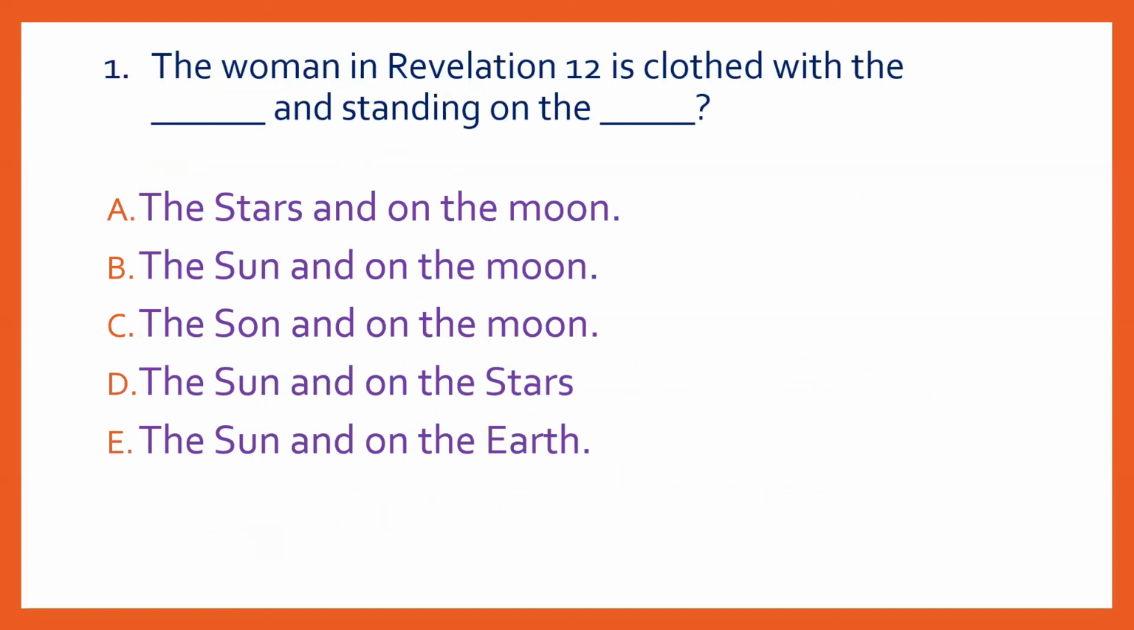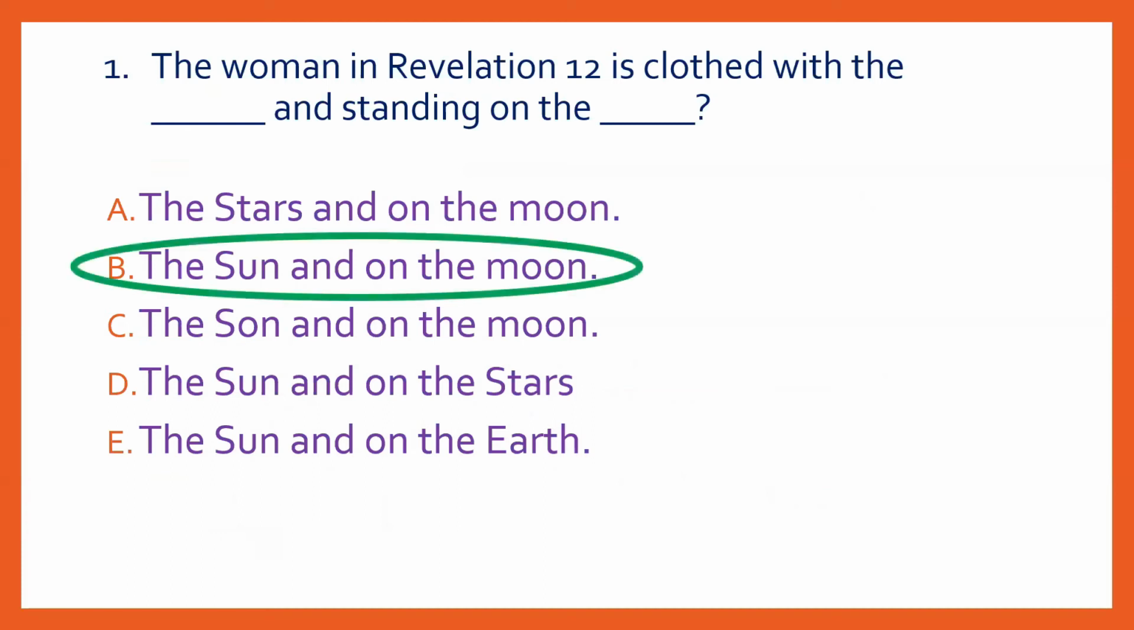So we start back with question 1. The woman in Revelation 12 is clothed with the sun and standing on the moon. The stars were in her crown on her head, so we can't have stars as anything there. She's clothed with the sun, which is the sun of righteousness. And she's standing upon the moon, the reflected light, which represents the word of God. So the sun represents Jesus Christ. The moon, which is reflected light, represents the word of God, which reflects Jesus Christ. Everybody remember that? All right.